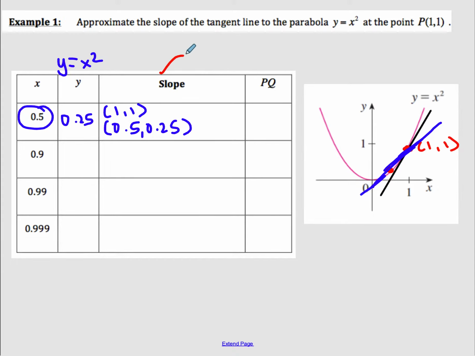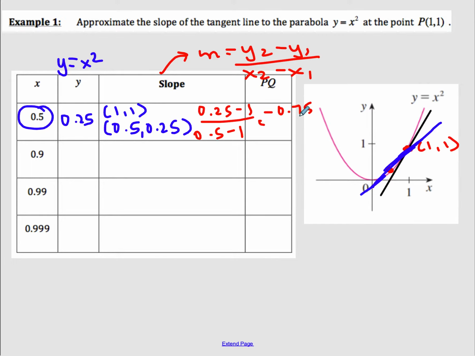Now from here, I will go ahead and find my slope using those 2 points. y2 minus y1 all over x2 minus x1. So to find my slope, I would have 0.25 minus 1, all over 0.5 minus 1. So this gives me negative 0.75 divided by negative 0.5. And if you go ahead and do that on your calculator, you will get that it's a slope of 1.5.